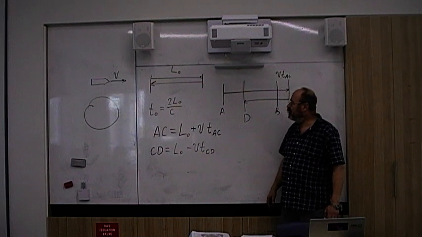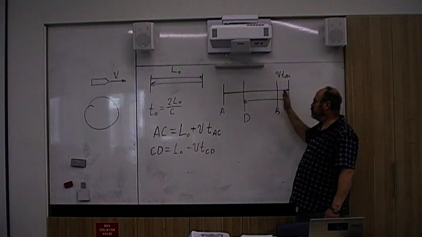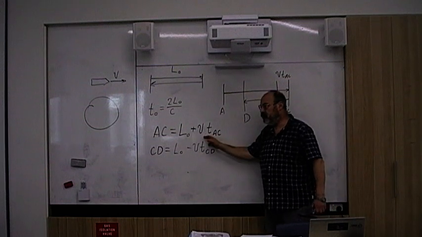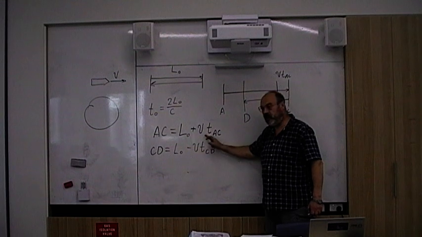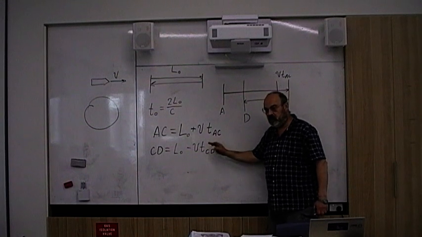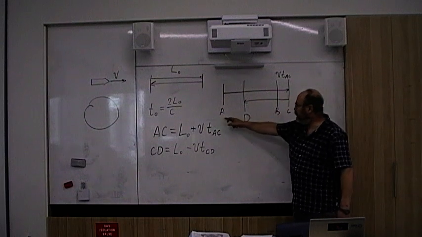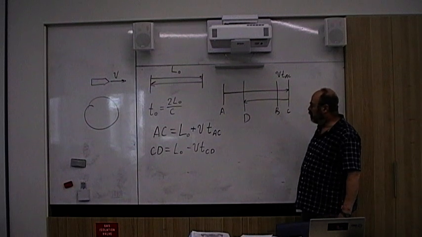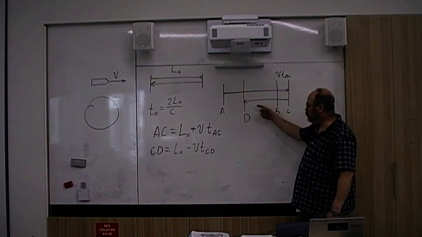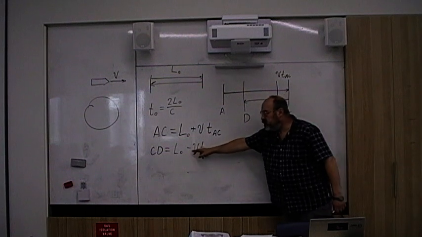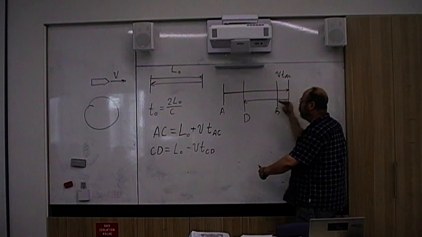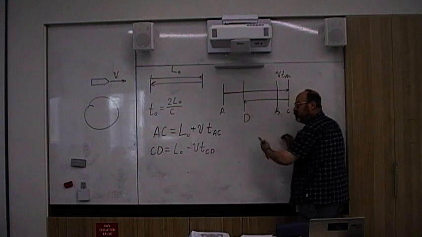So this distance is greater by that much. That's not the same time at different times. Because travel from A to C is not the same as travel from C to D. But this distance is shorter because when light was coming back, the mirror moved there.